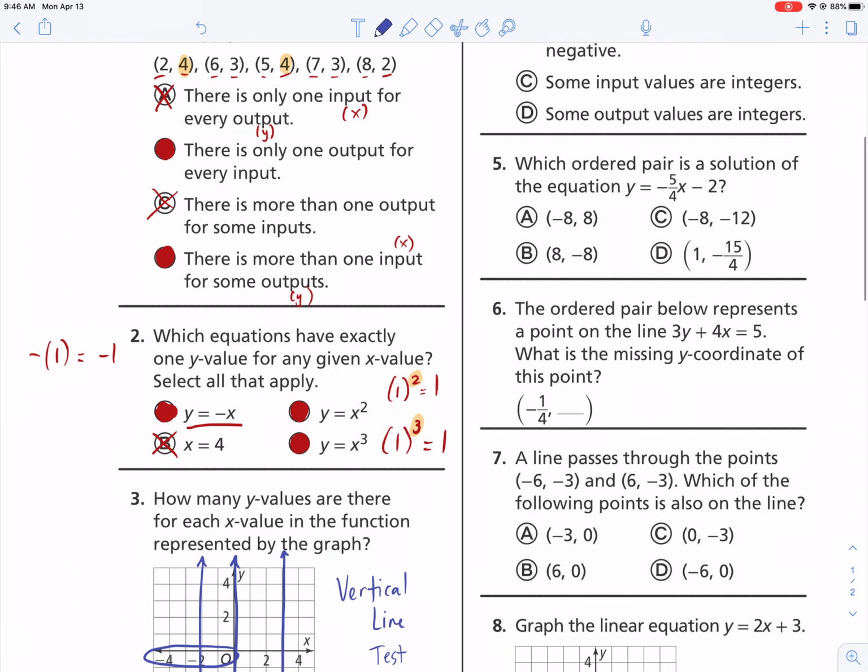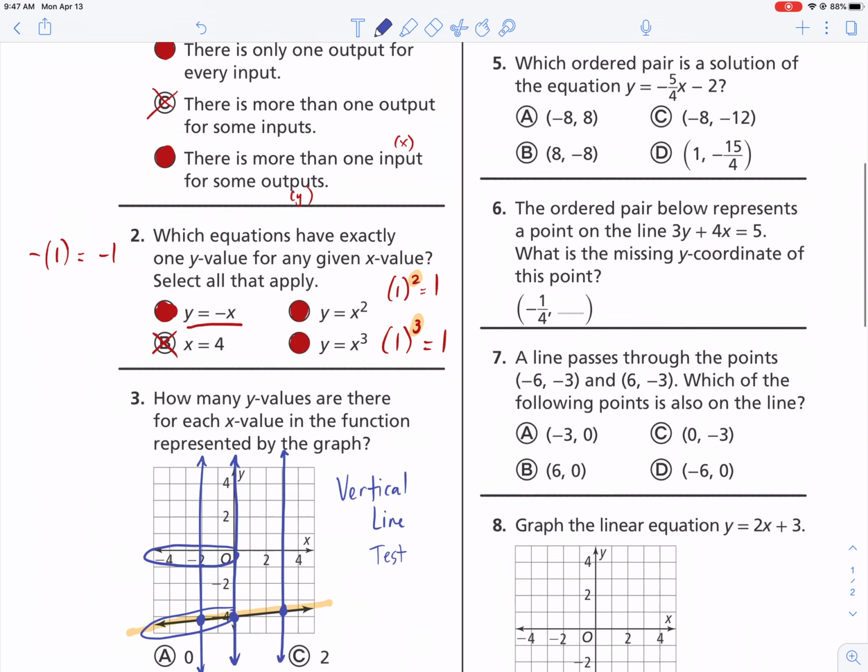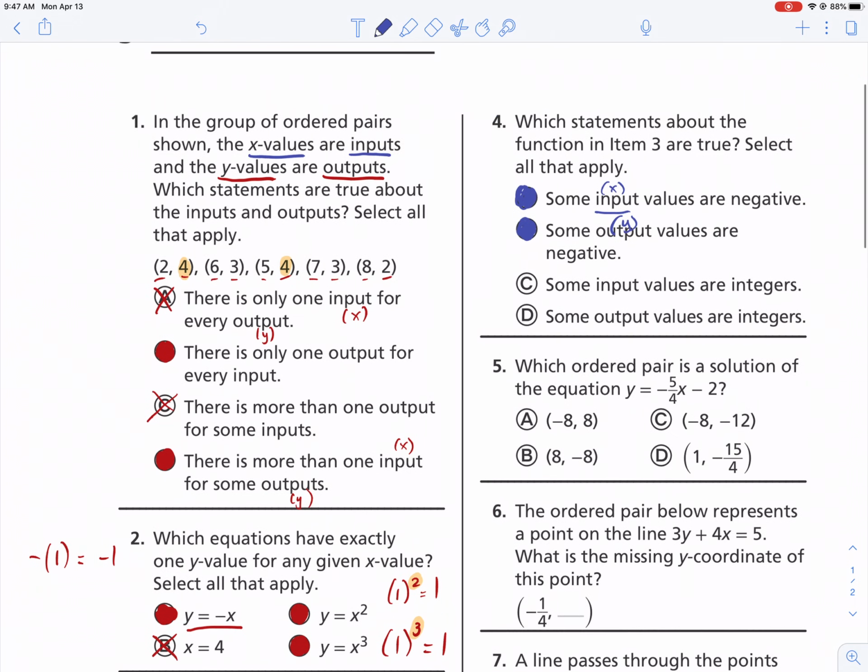C, some input values are integers. If we remember, integers are whole numbers, things that we've talked about. So if I look, are some of my input values integers? Do I have integers? Absolutely. We checked some of them with our vertical line test. So I'm going to go ahead and bubble in C.